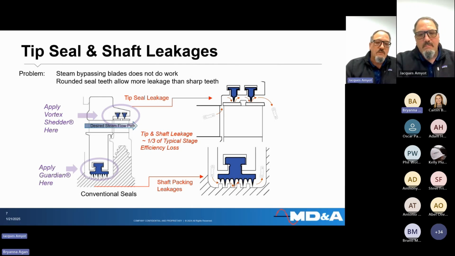provide benefit to the sealing system is we have a technology called Guardian, which works on the bore seals to maintain sharp teeth at the bores of the stationary components, and the Vortex shutters provide a benefit at the tips of the buckets for rotating components. Just a note, shaft and tip seal leakage is approximately 1/3 of the stage efficiency loss that you might see from outage to outage. So it is significant.